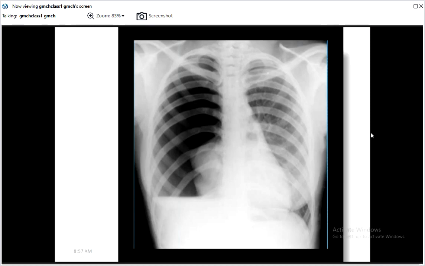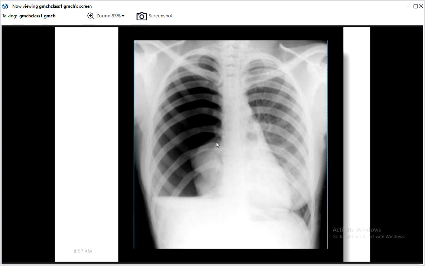Okay, so now I'll discuss a few of the chest X-rays. So what you see in this X-ray? This X-ray is probably there in your bag of X-rays which you will be shown in exam. So what you see on this X-ray?